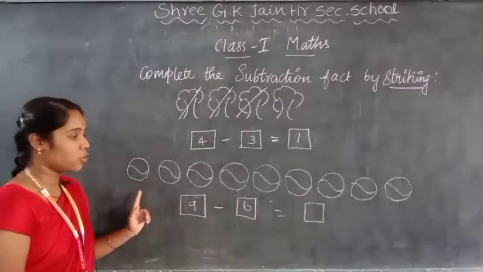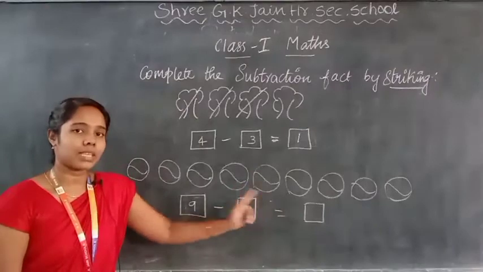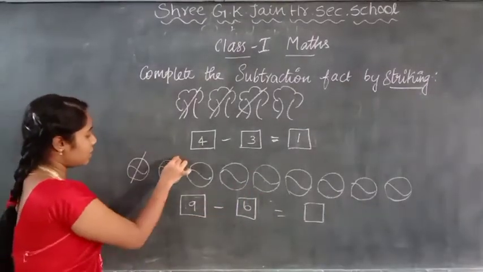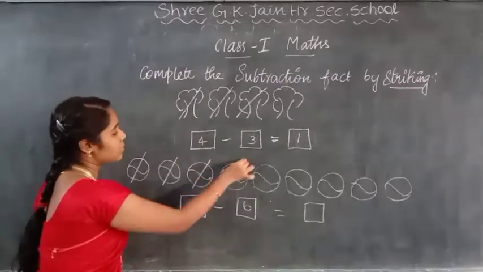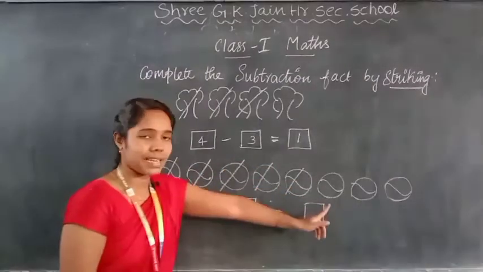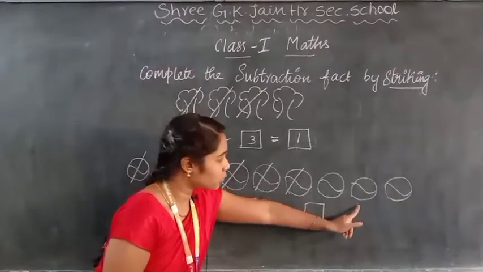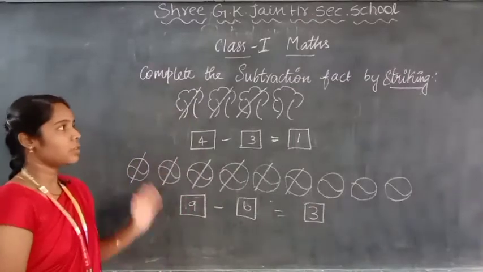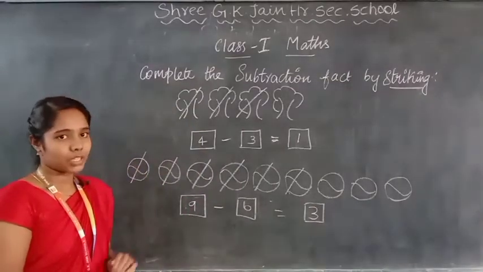So what should we do? We have to strike out the 6 balls from the 9 balls. Shall we strike out? 1, 2, 3, 4, 5, 6. So how many are left? 1, 2, 3. So that is the answer, right? Understood? This is the method of subtraction by striking.